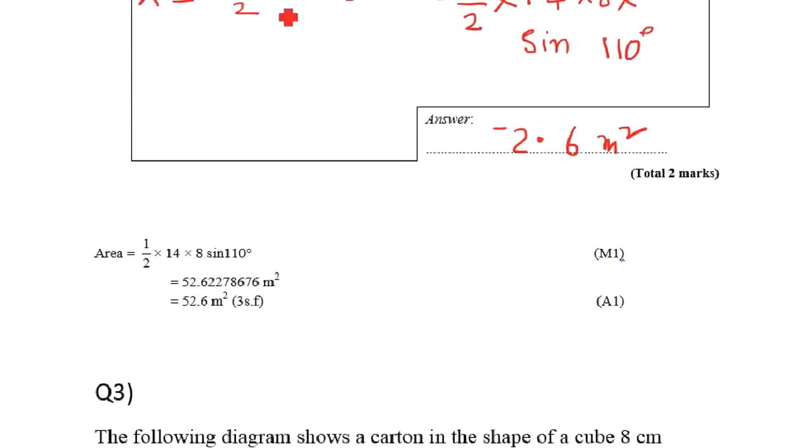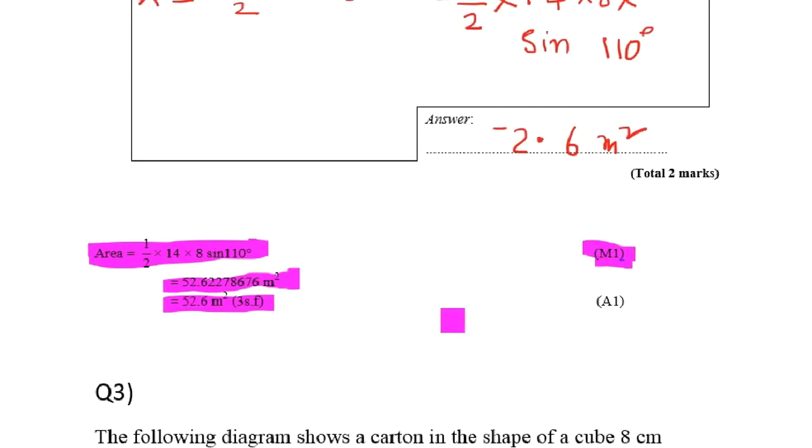And look at this. If you substitute these values here, 1 by 2, 14 times 8 times sine 110, you get a method mark 1 for this, and you write 52.6227867 meters square, the calculator value, or you write 52.6 meters square, the 3 significant figure value. You get an accuracy mark 1, total 2 marks.